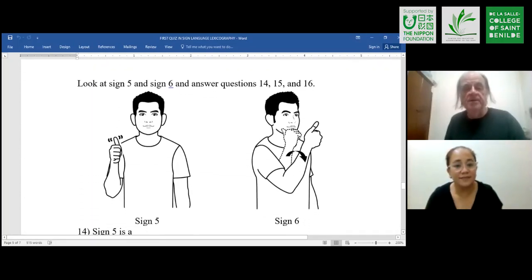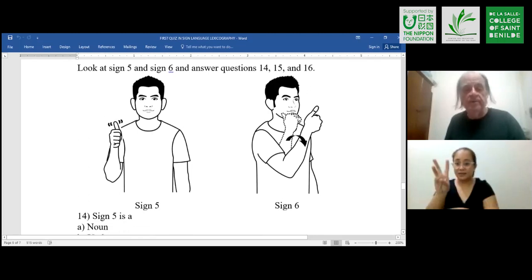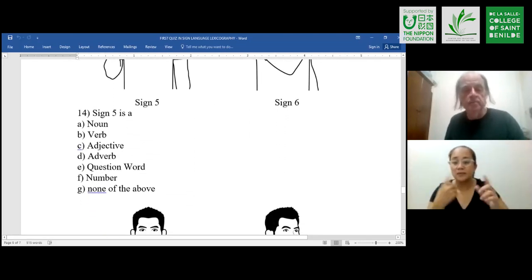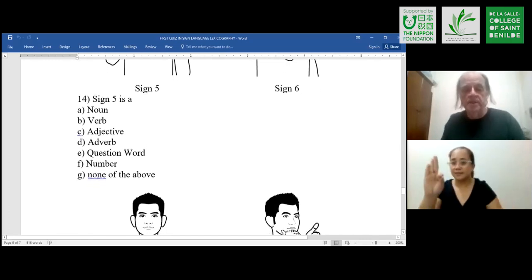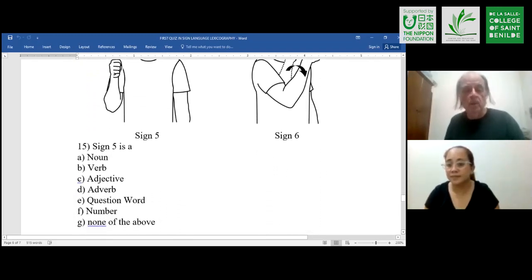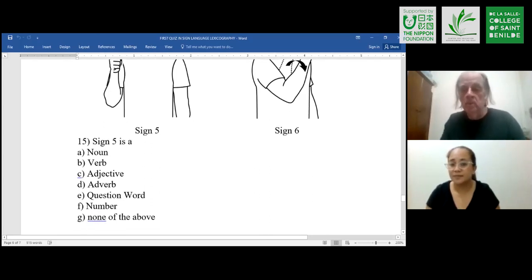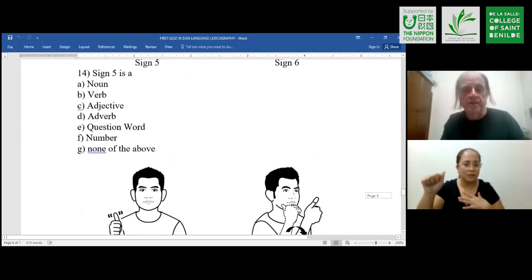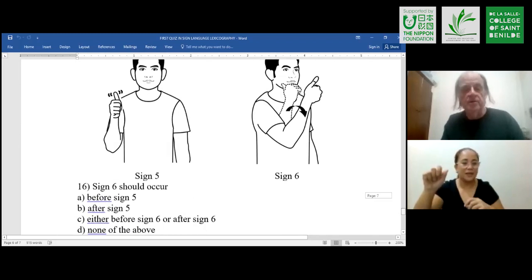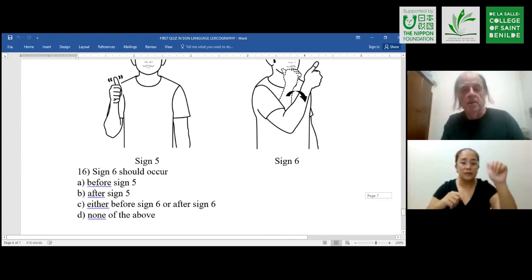Look at sign 5 and sign 6 and answer questions 14, 15, and 16. What is sign 5? I see F, number. Yes. And what is sign 6? I see A. Sorry, I didn't correct this. It should be sign 6. Okay. Now, which sign goes first, 10 or tomorrow?